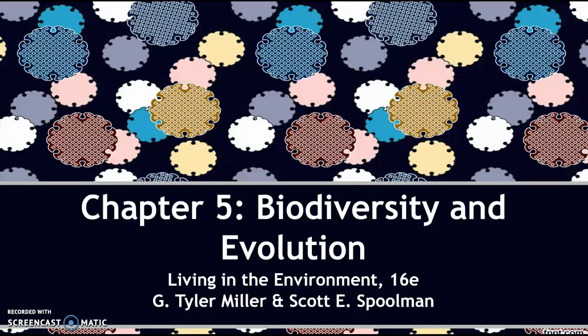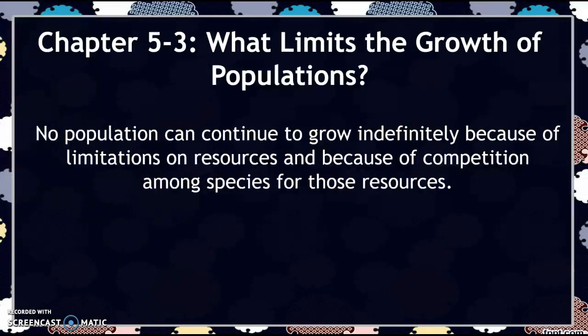In today's screencast, we're going to continue talking about Chapter 5, which is Biodiversity and Evolution. All of today's notes are based off of Living in the Environment, the 16th edition, by Miller and Spoolman. So, Chapter 5.3 discusses what limits the growth of population.